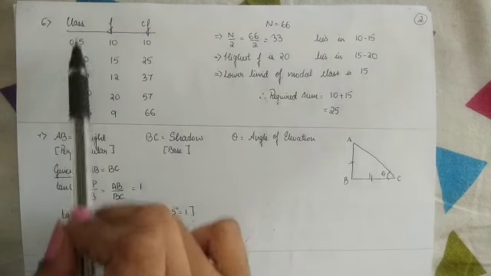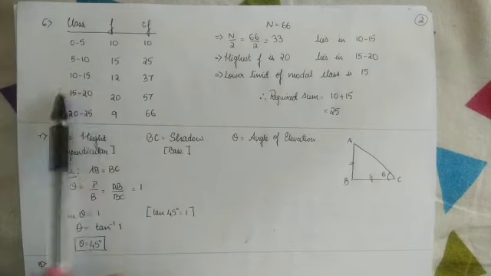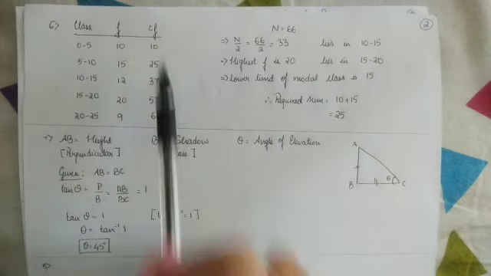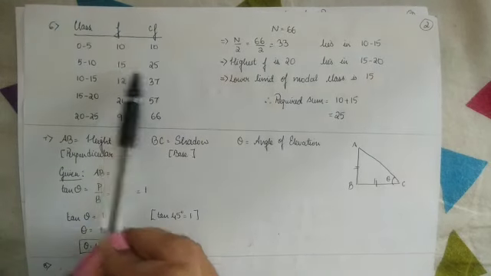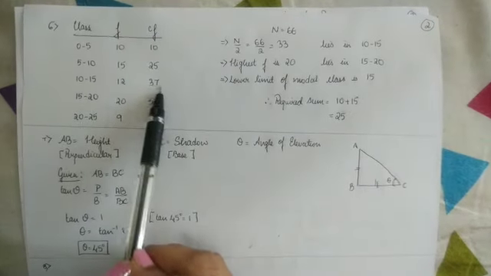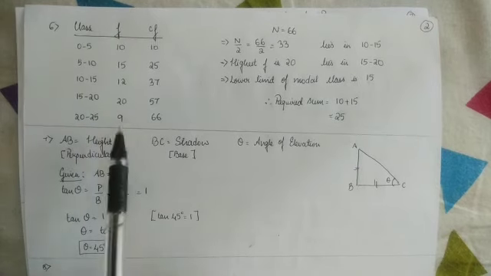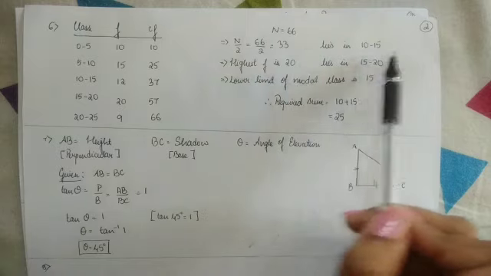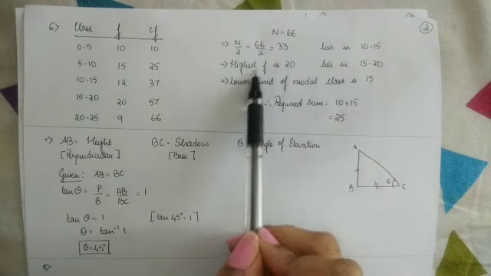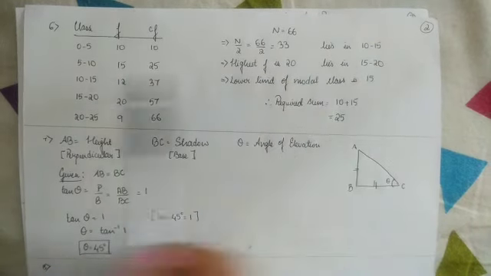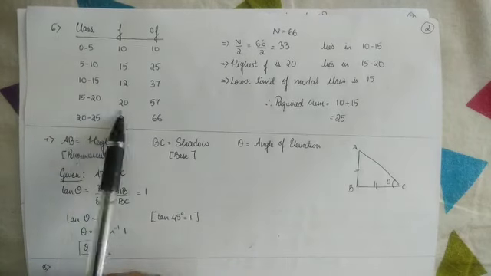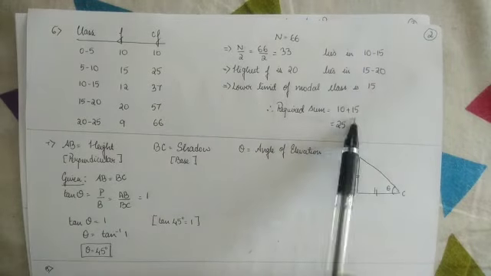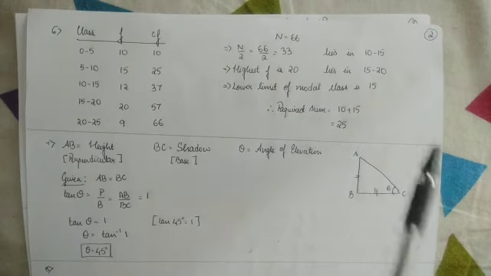Now, given the class ranges from 0 to 5, 5 to 10, 10 to 15, 15 to 20, 20 to 25, and the frequencies as shown here, we calculate cumulative frequencies, that is 10, 10 plus 15, 25, 25 plus 12, 37, 37 plus 20, 57, 57 plus 9, 66. So n is 66, n by 2 is 33, it lies in the 10 to 15 range. The highest frequency is 20, that is it lies in the 15 to 20 range. The lower limit of the modal class is 15. So the required sum would be 10 plus 15, that is 25.